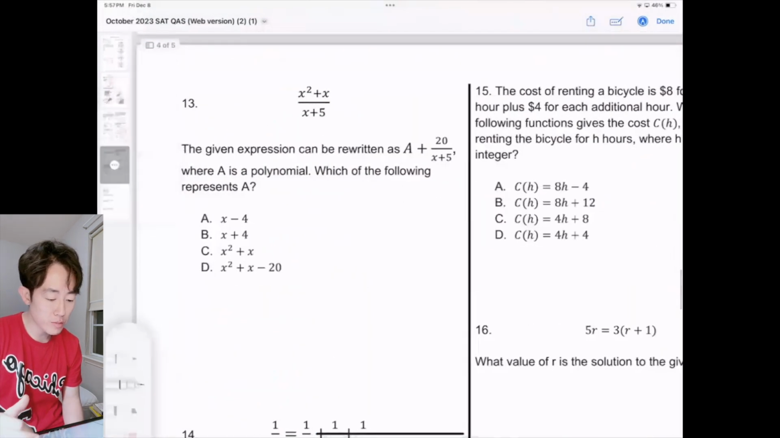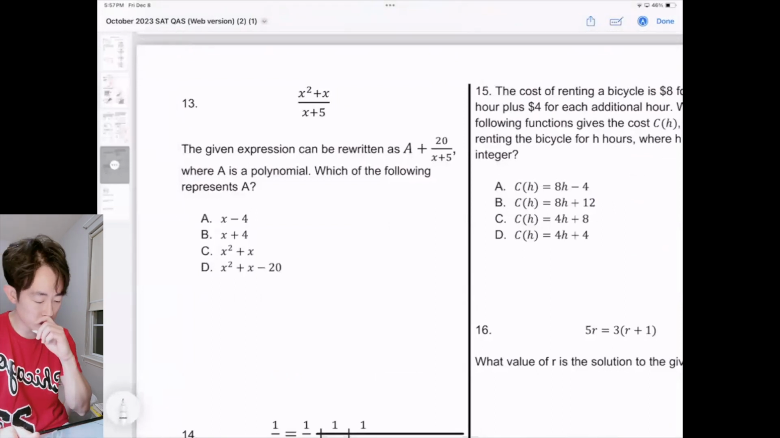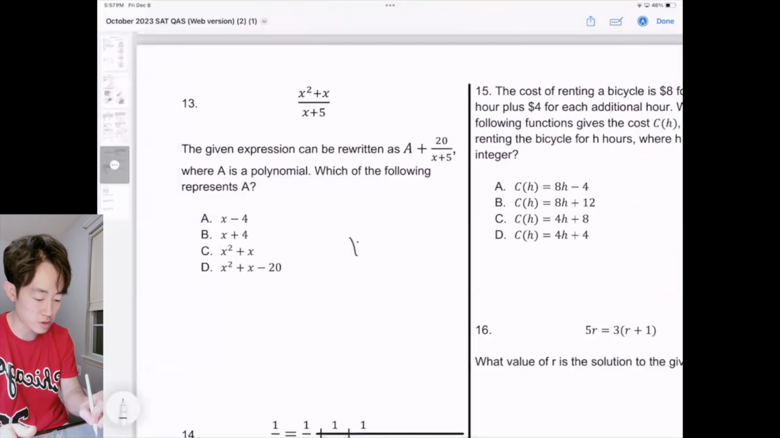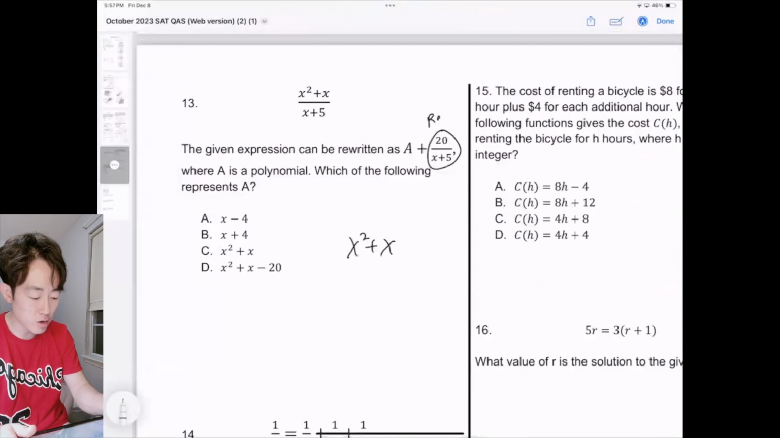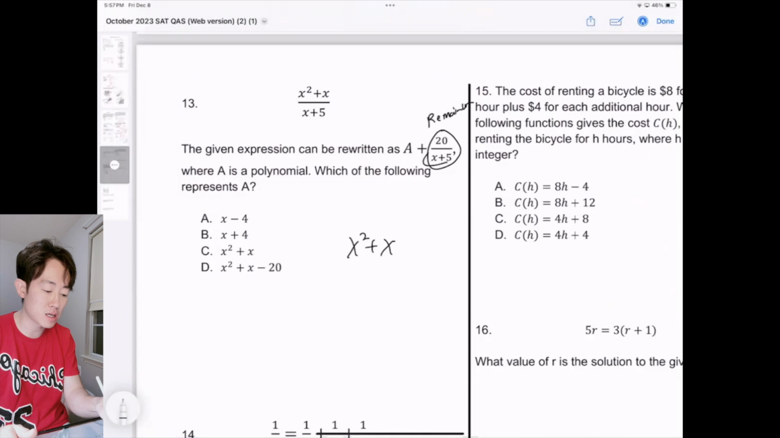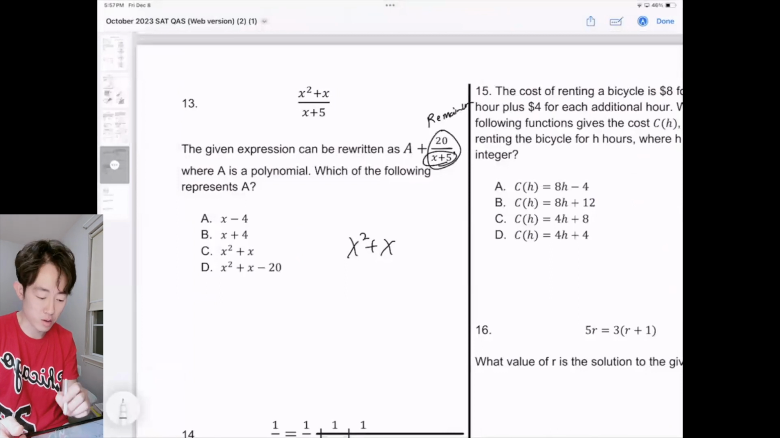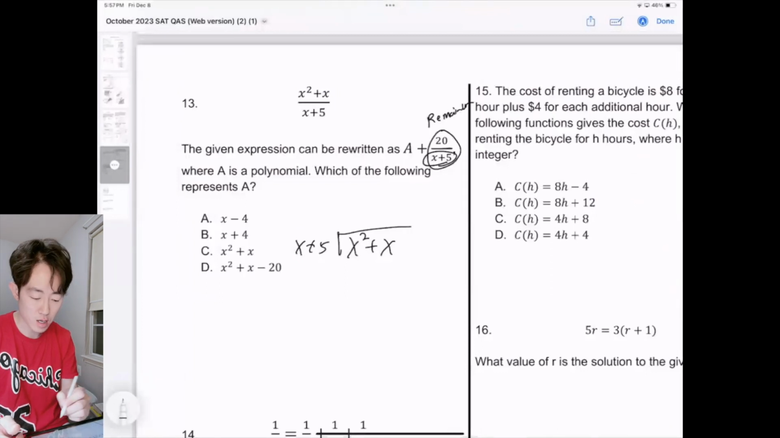The given expression can be rewritten as a plus 20 over x plus 5. Okay, so this is nothing more than a long division problem. This is going to be our remainder. How do I know that? Because it's over our divisor, and usually when you do a polynomial division, we write expressions of the remainder that way. So we're going to do long division with this.